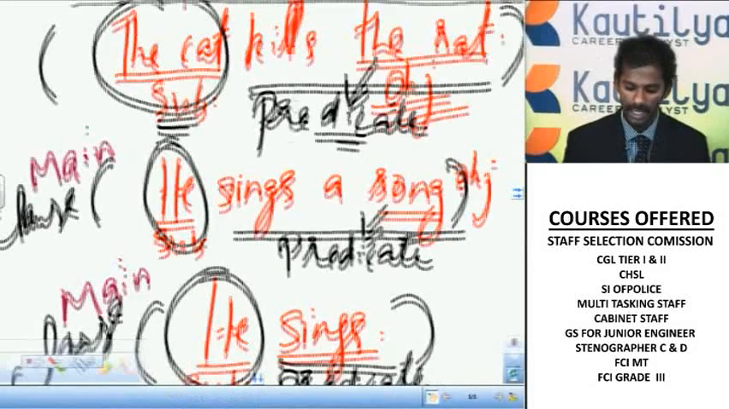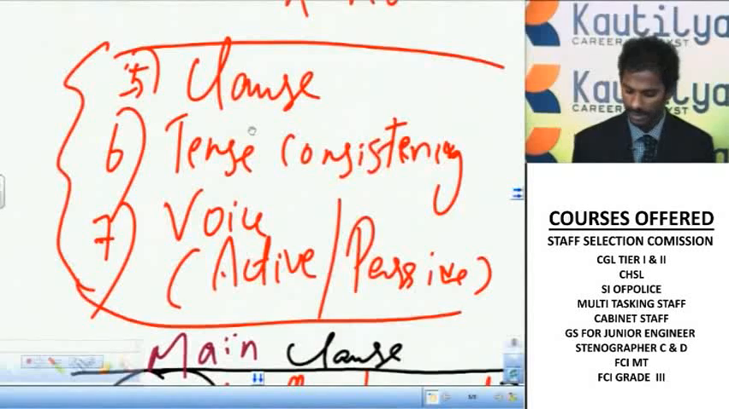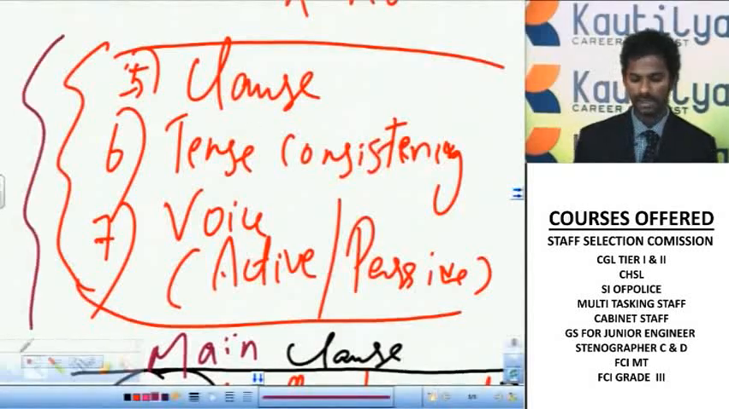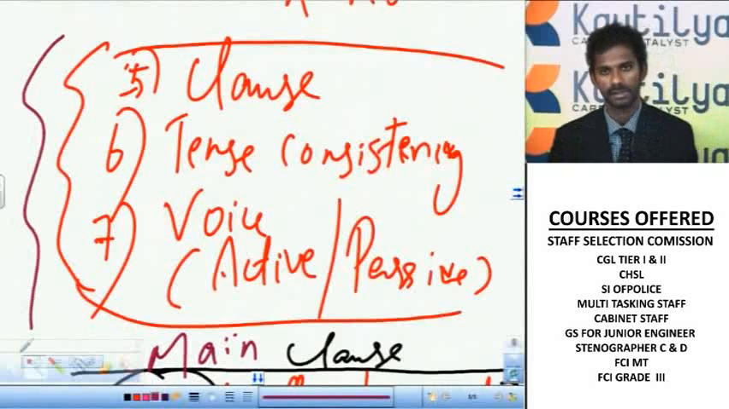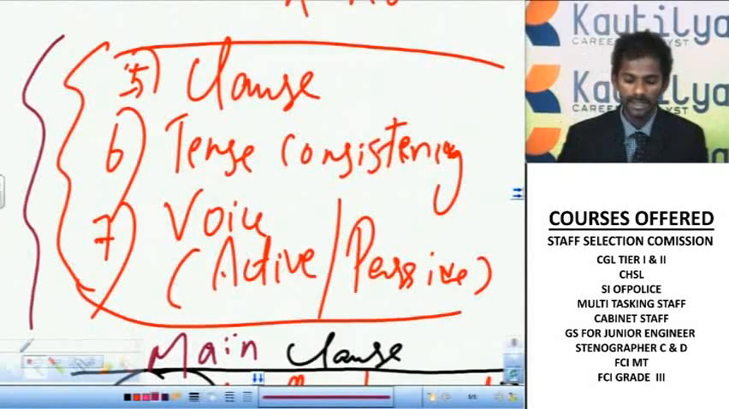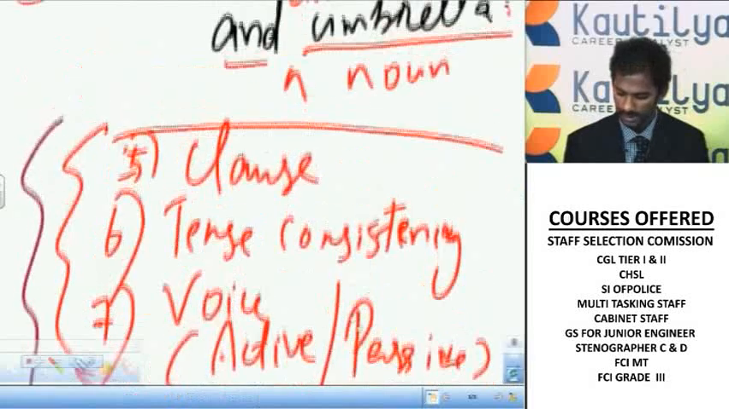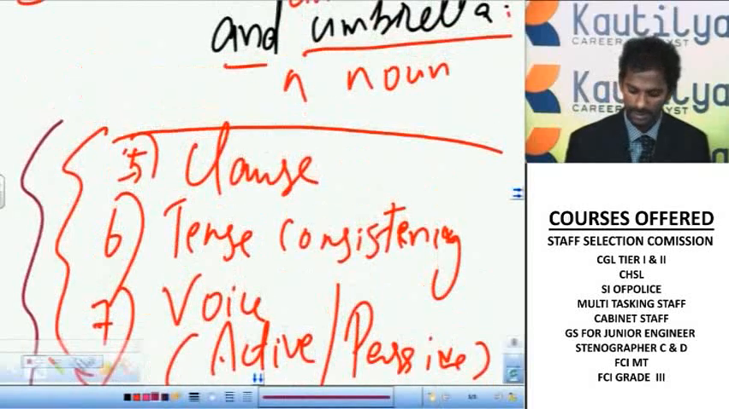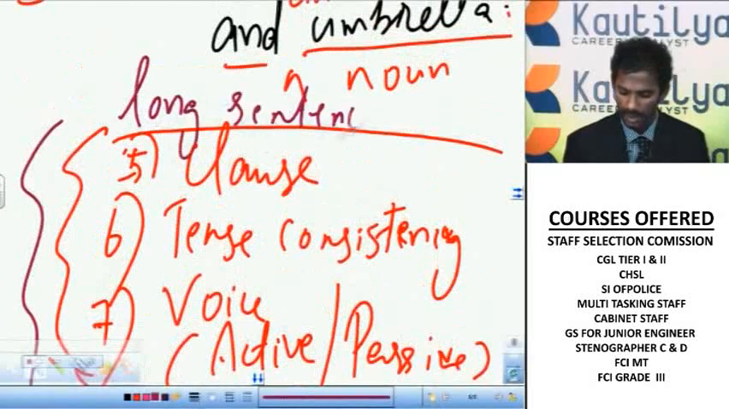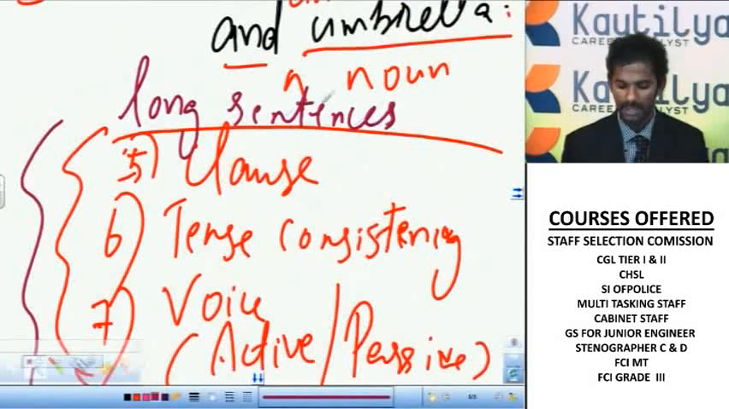Fine. Now come to the last 3 concepts in parallelism: clause, tense consistency and voice. Clear? Now, these 3 concepts must be taken together, and these 3 concepts are for long sentences. In the case of sentence correction, we may come across long sentences as well as short sentences. So these 3 concepts, clause, tense consistency and voice, must be applied onto long sentences.